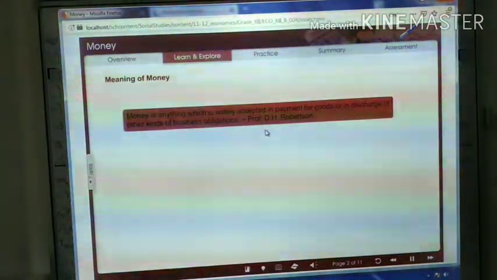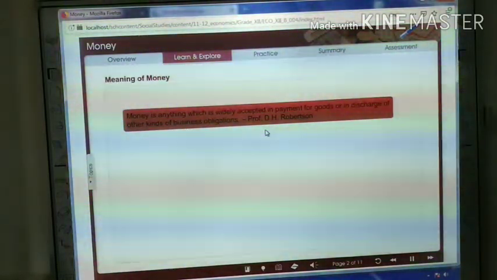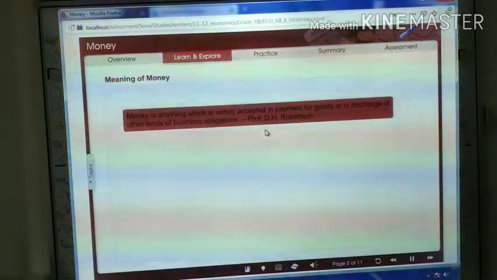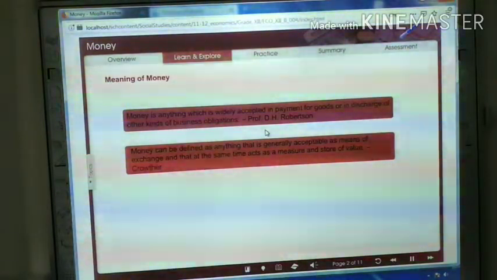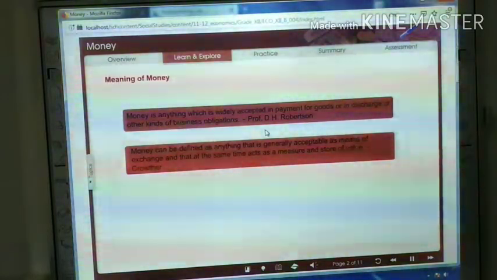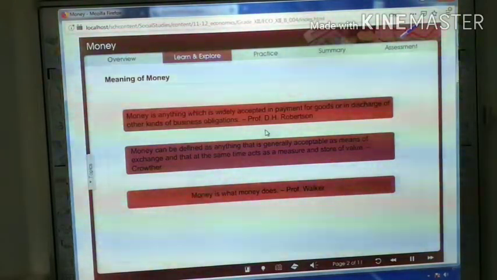According to Professor D.H. Robertson, money is anything which is widely accepted in payment for goods or in discharge of other kinds of business obligations. In the words of Crowther, money can be defined as anything that is generally acceptable as means of exchange, and that at the same time acts as a measure and store of value. Professor Walker says, money is what money does.